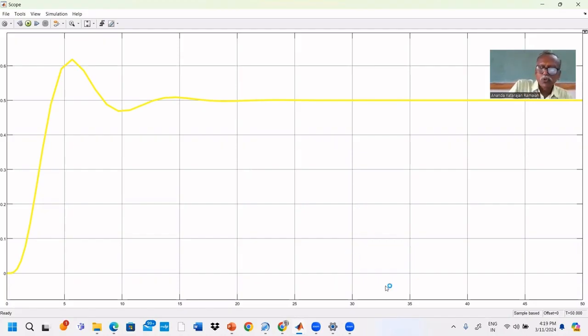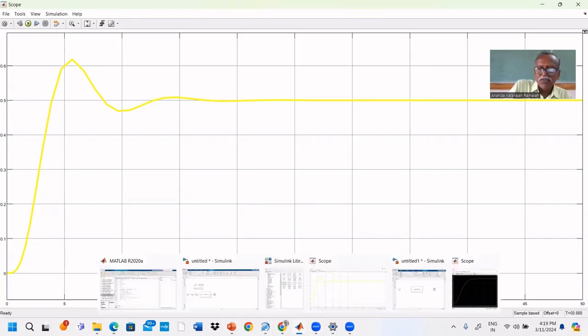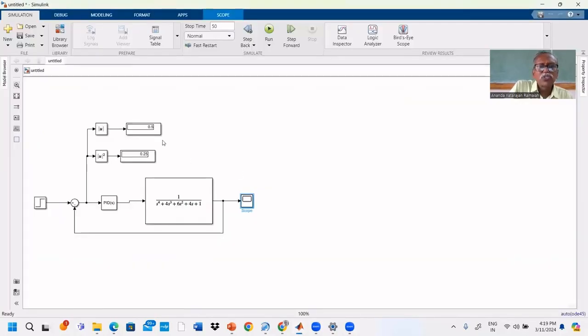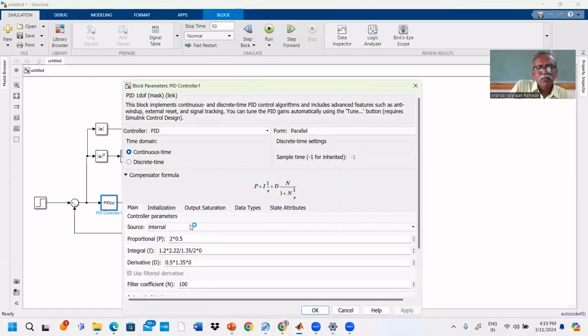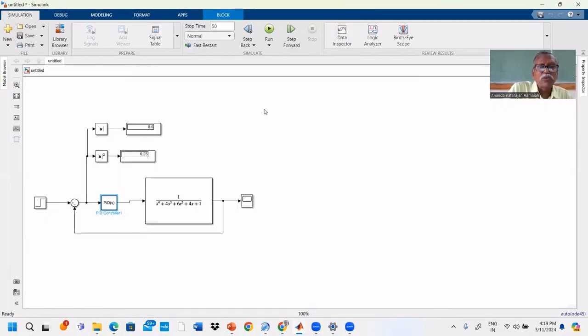If I increase the gain further, 1.5 times. So I am increasing the gain 1.5 times 2. 1.5 times means what? How much? 2 multiplied by 1.5, how much? 3. No? Okay. Now you see the response.